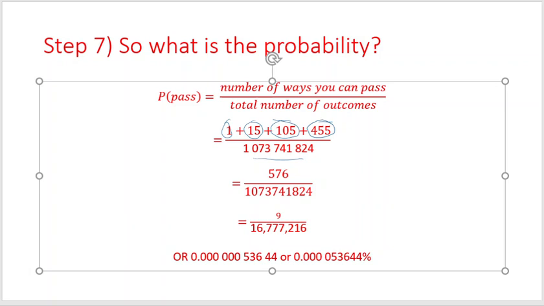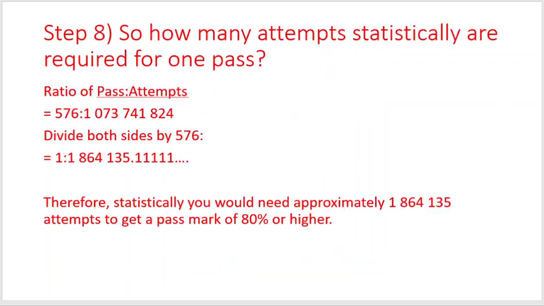When we get to probabilities like this, it's really good for us to be able to say it's a 1 in a million chance or a 1 in so many chance, which is why we've got the last little part of this question, which was, okay, well, how many attempts statistically are required if we want to get 1 pass? So if we want someone to pass the test from when they're just blindly guessing.